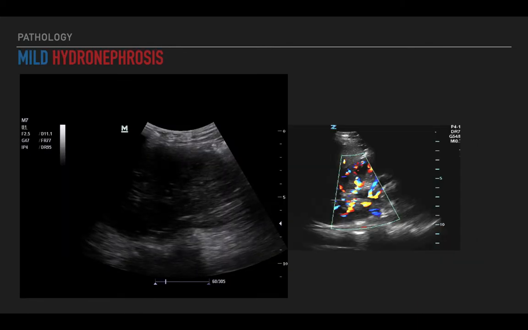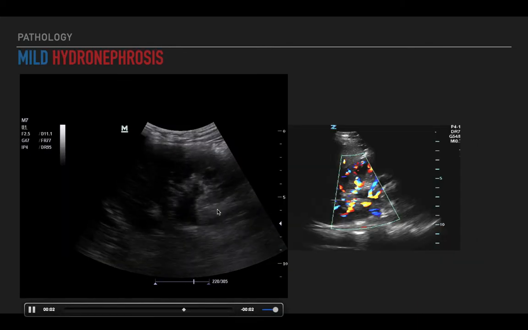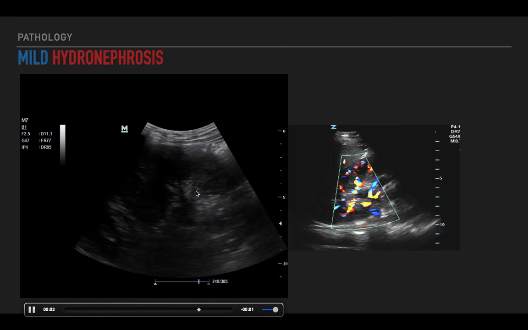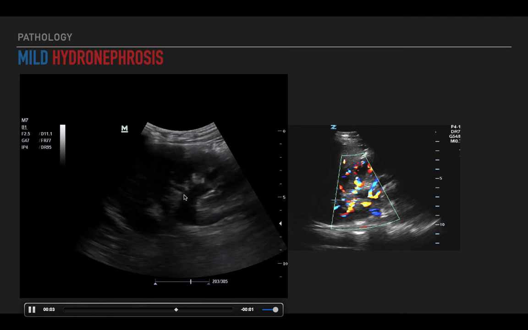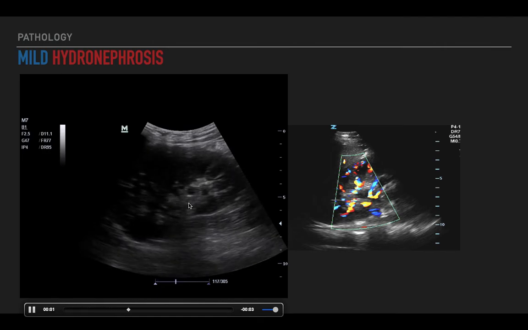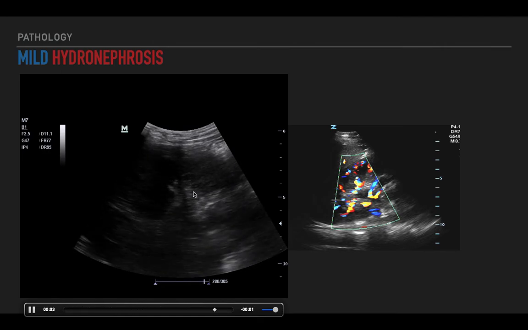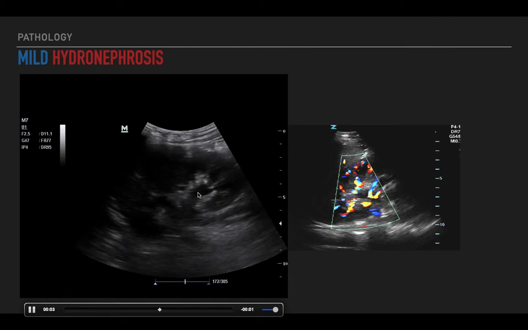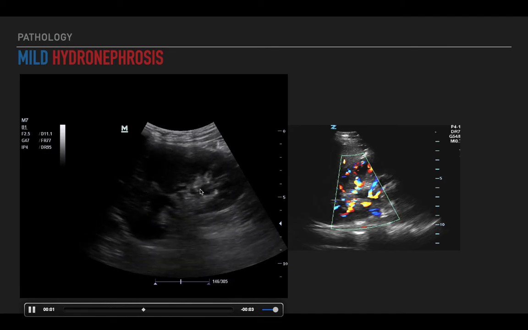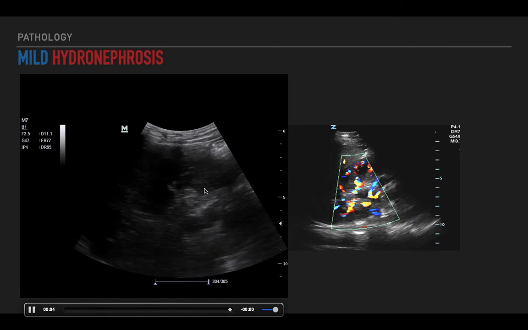So let's see what this looks like on ultrasound. Here you get an appreciation for the kidney in long axis. And what you note here is that you see these black areas. So this is your renal pelvis, and you start to get a little bit of dilation of the minor calyces and the major calyces, but you still have preservation of your papillae.